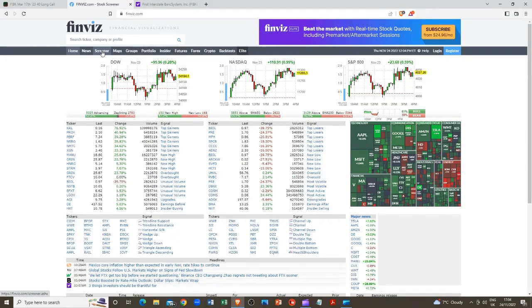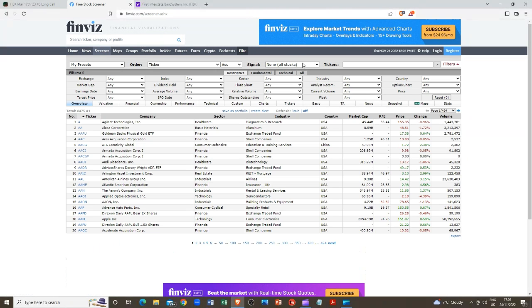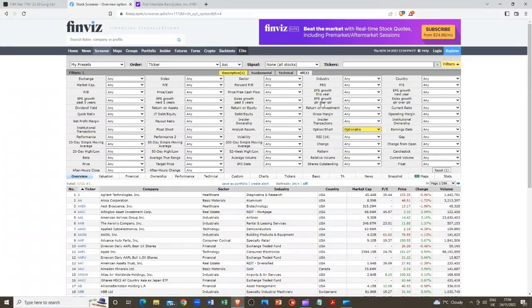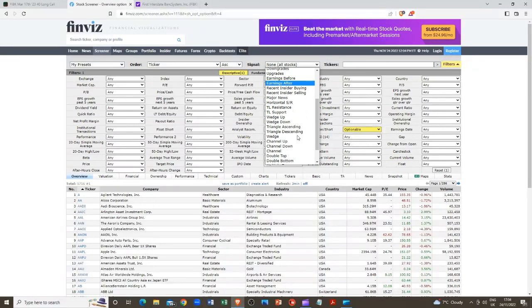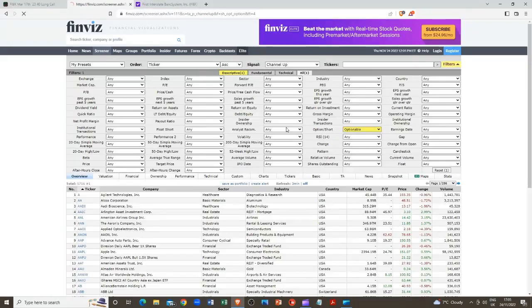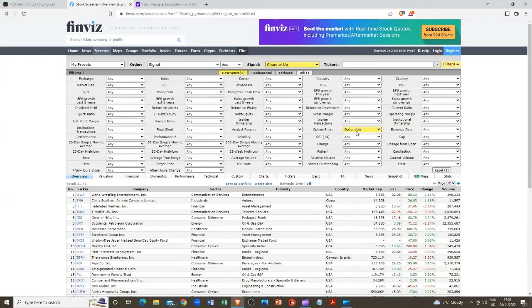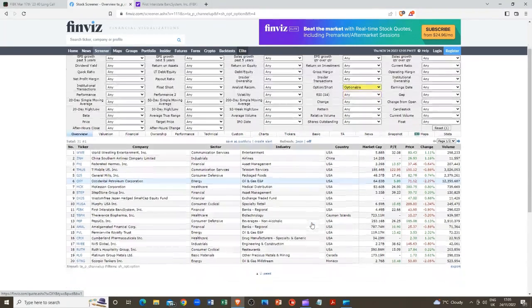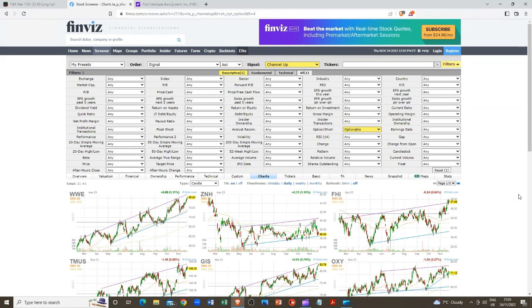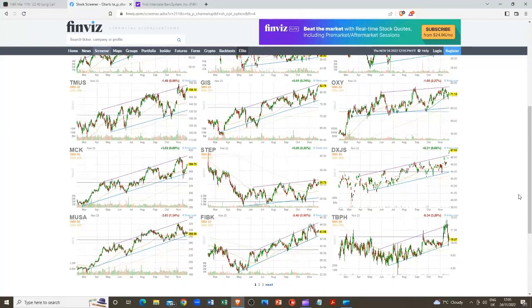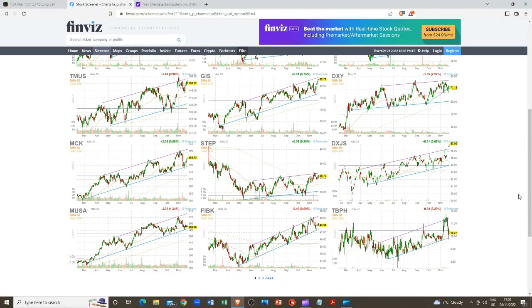So if you go on Finviz and you click on the screener tab and then you select the all sub tab, what you're looking at is stocks that are optionable, and in the signal drop down, you want to scroll down and select channel up. So this has filtered stocks that you can buy or sell options on and which are trending up. Now you want to click on the charts sub tab and you will see an array of different stocks that seem to be trending up in their value.